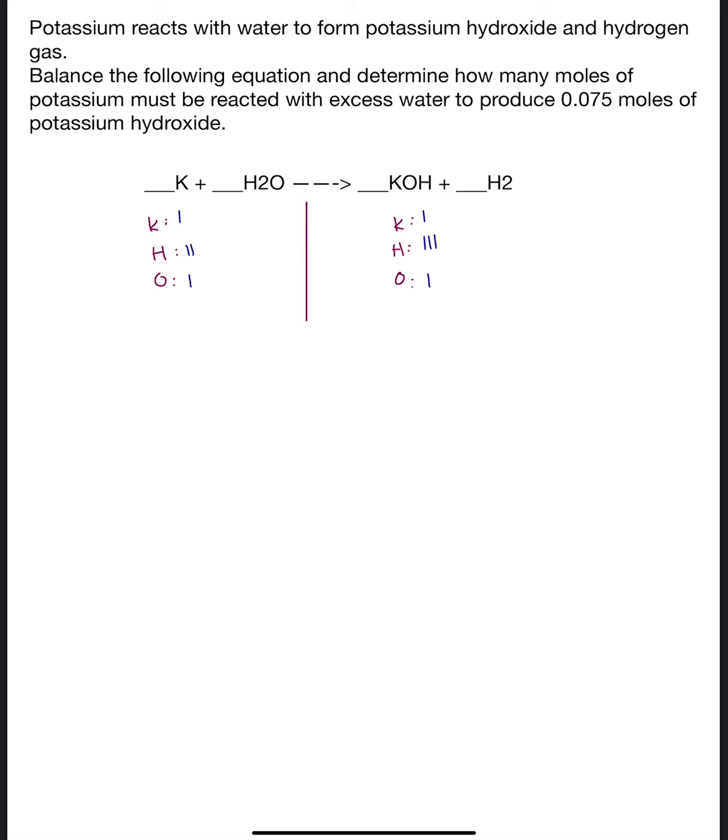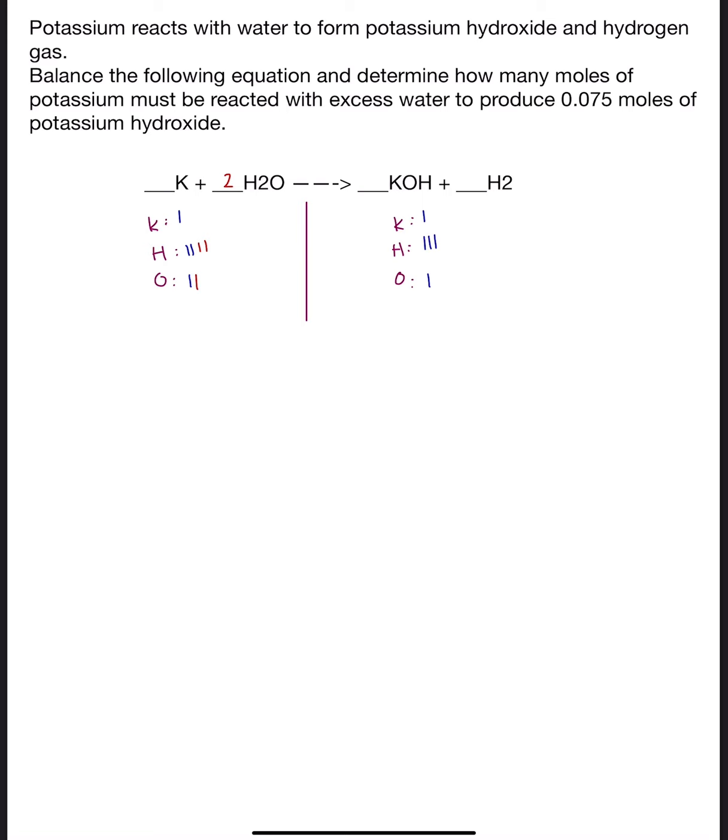Next, I know I need more hydrogens on my reactant side, and the only place I can get hydrogens from on the reactant side is the water. So I'm going to multiply that by 2 and add those in. So now I would have 4 hydrogens and 2 oxygens.